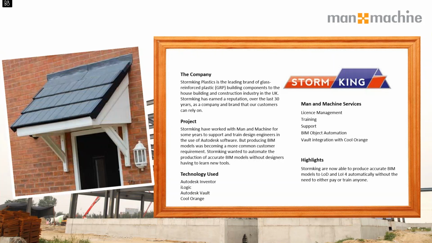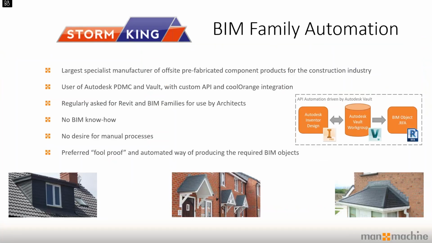Now, the big problem that Storm King faced was that they were doing all of their work in Inventor, and they didn't have anyone with the skills for using Revit for actually outputting. So what they looked at as a company was, rather than train people up in Revit, to look at how they could automate the process of outputting models for BIM. Storm King is one of the largest manufacturers of offsite prefabricated component products for the construction industry. So like I say, they're manufacturers, but they interface with construction.